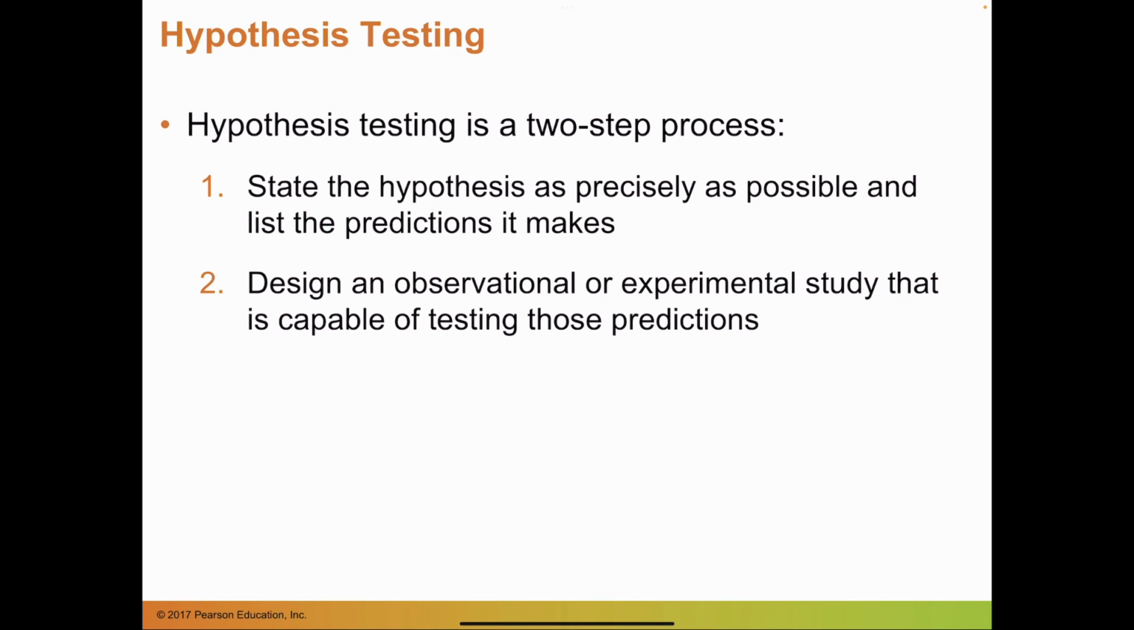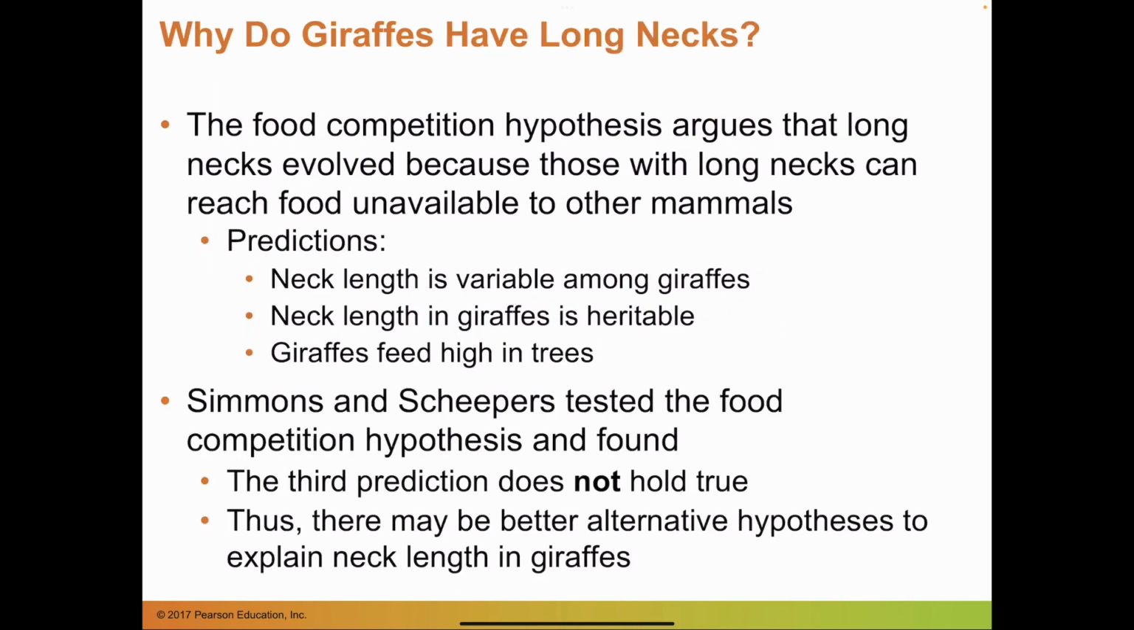So hypothesis testing is a two-step process. First, you state the hypothesis as precisely as possible, and you make a list of predictions that it can make. And then you design an observational or an experimental study to test those predictions. So you want to make sure it's a very clear hypothesis, and then you want to make sure that your experiment would be able to test it to see whether it's supported or not.